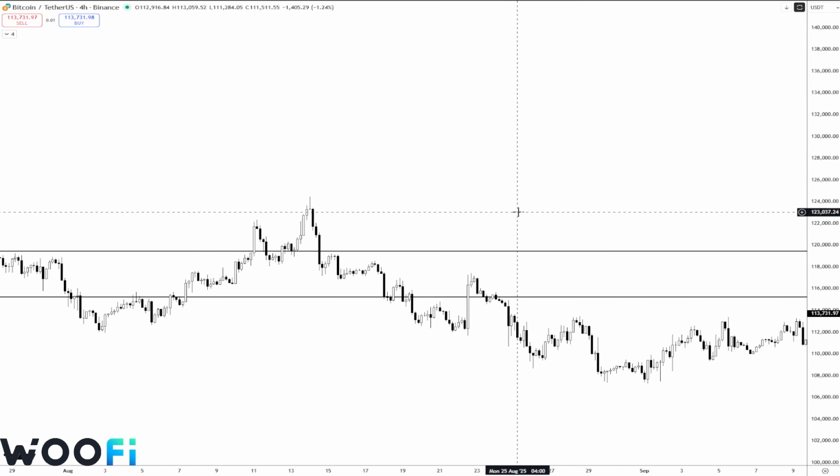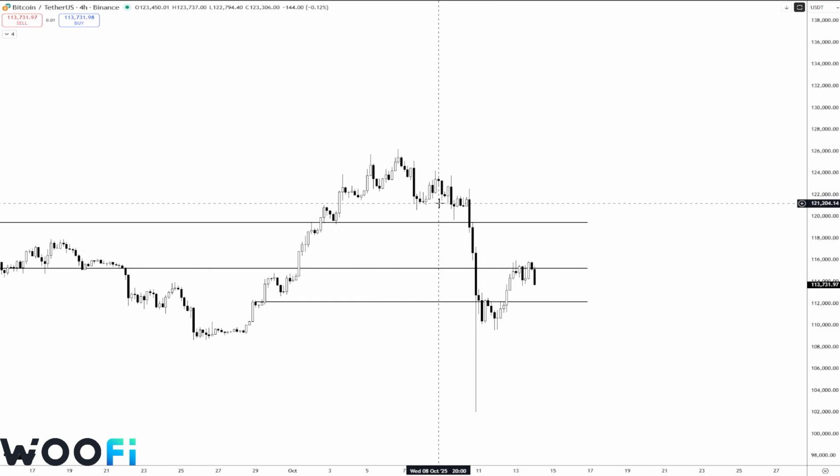We could see that level acting as a breakout point as well. So in my book, that's going to continue to be a valid area of interest and one that I will look to potentially target for a long position.